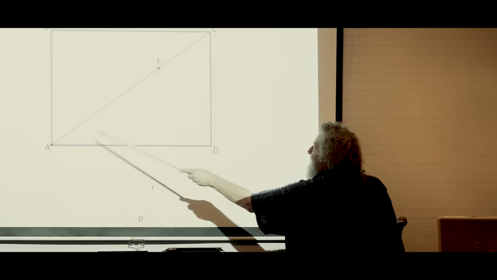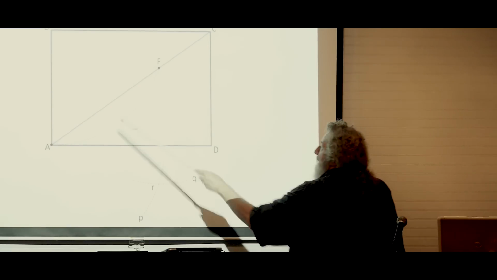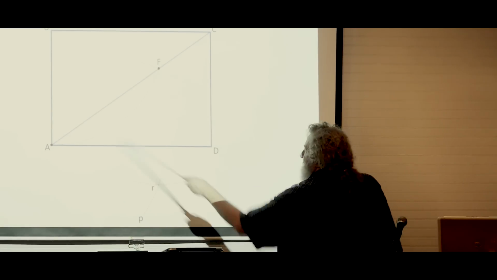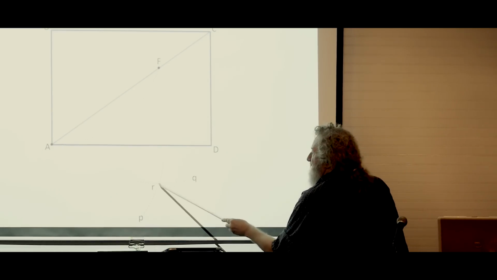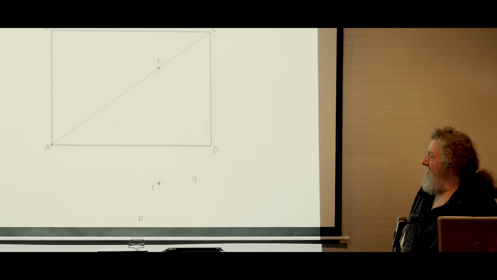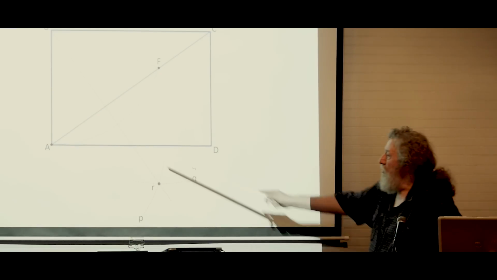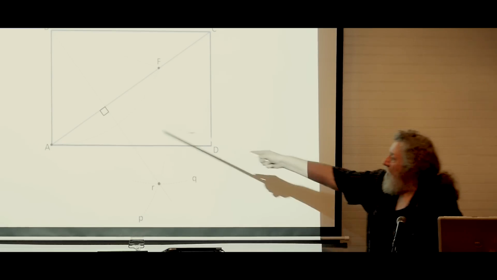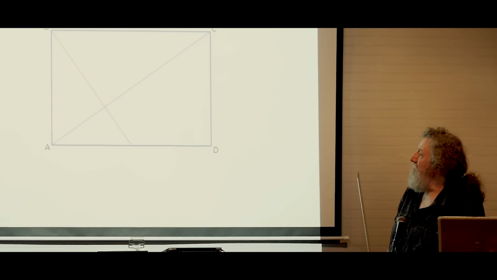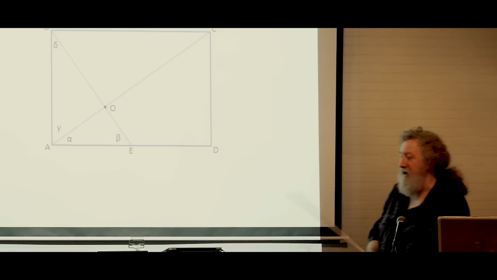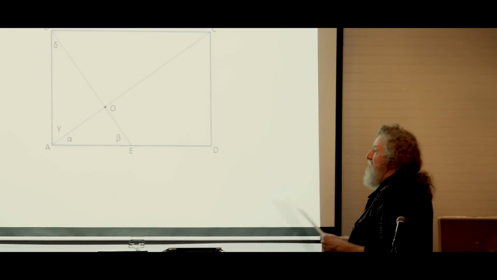I then use A and F as centers, right? F is a center, and I swing this arc. A is a center, and I swing this arc, which gives me the point R. And the point R gives me that line, which bisects the base of the root 2 rectangle, gives me a right angle there. And what's interesting about this, as you'll see here, is I've created the first really pattern of dynamic symmetry.